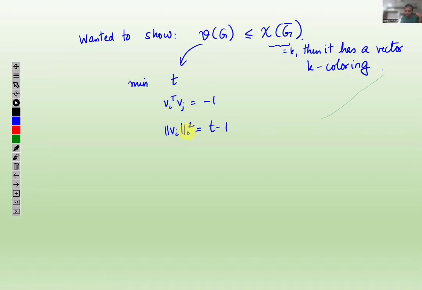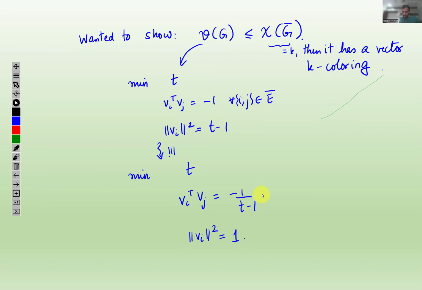Okay, now what I'm going to do is rephrase this problem as the following. I say that this is going to be equivalent to minimum over t such that Vi transpose Vj is -1 over t minus 1. I'm just scaling down the vectors, okay, by the factor t. So it's equivalent to the following optimization problem, where you have unit vectors, and this is for all ij and e bar. Okay. So this is equivalent to the same problem.